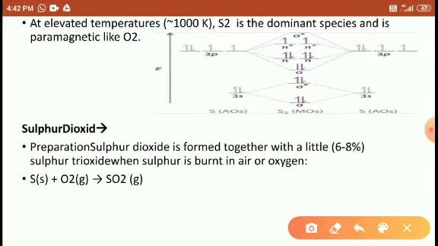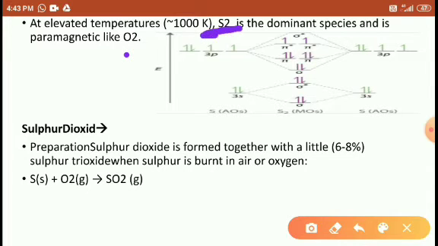So it is paramagnetic in nature like oxygen. Yesterday we had discussed, students, that oxygen is paramagnetic in nature. How do we decide paramagnetism? When two oxygen atoms are combined with each other, in the molecular orbital, the unpaired electron we call paramagnetic.